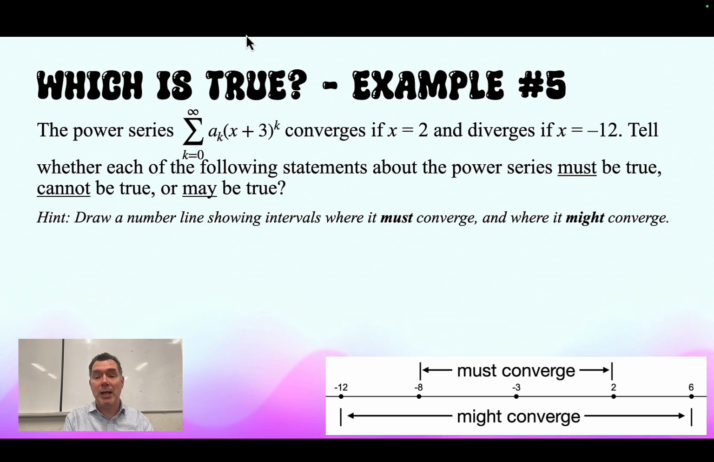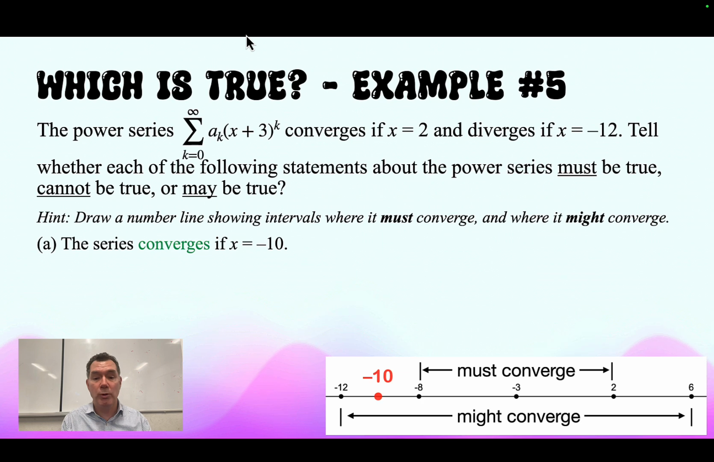All right, so that makes it a lot easier to answer questions like true or false, where it must converge, where it might converge, stuff like that. We're figuring out what must be true, what can't be true, and what may be true. So if I put 10 on the number line, I notice that that's in my interval of things that might converge. So this might be true. I would need more information to figure that out.